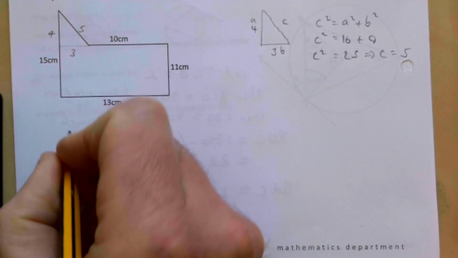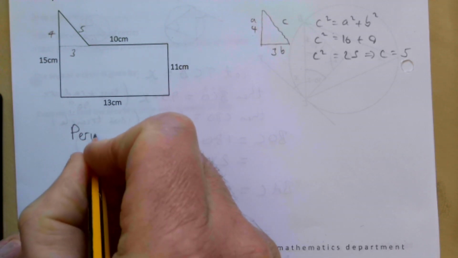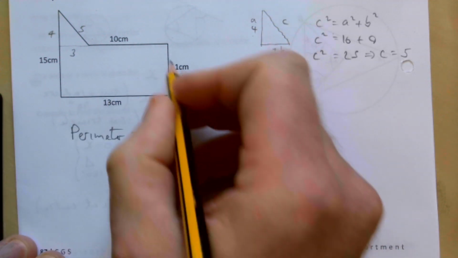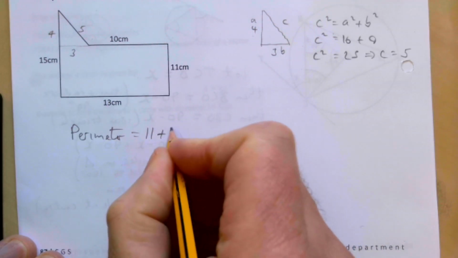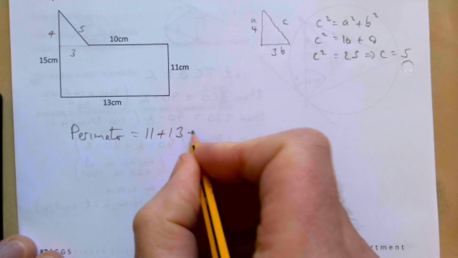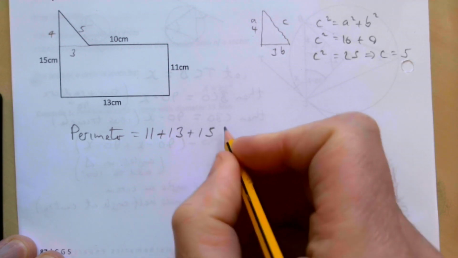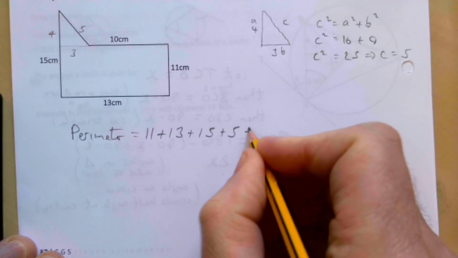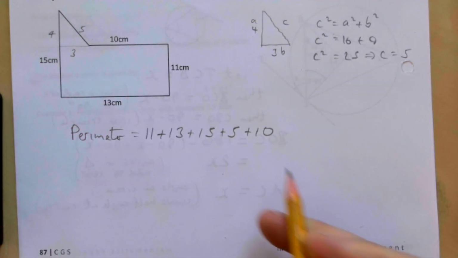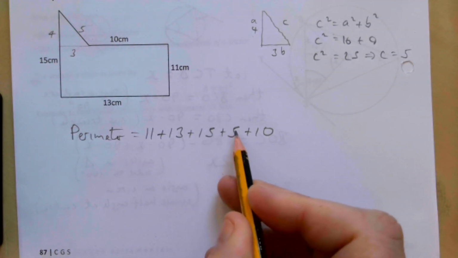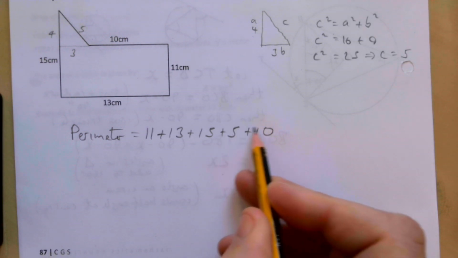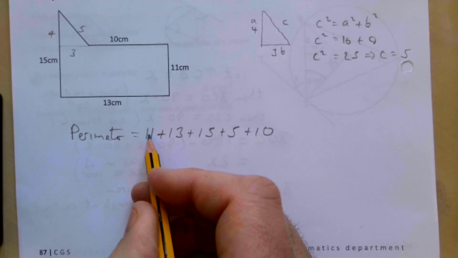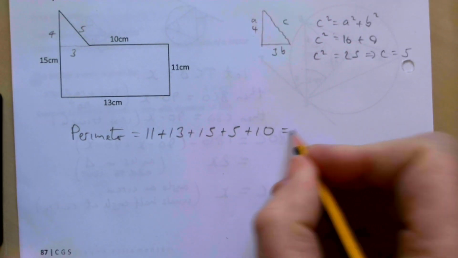So for our perimeter, where do we start from? Let's start from here, 11 plus 13 plus 15. This takes us up to there, plus 5 and plus 10. So I'm sure we can work this out. The 15 and the 5 give us 20. That gives us 30. That gives us 41. So that's going to give us then 54 centimeters.